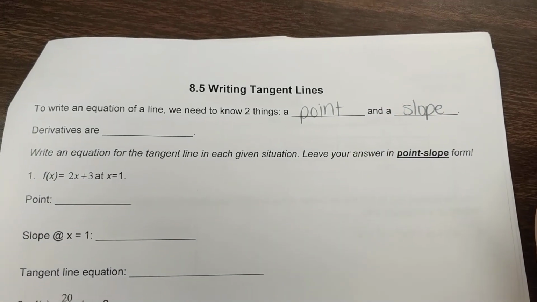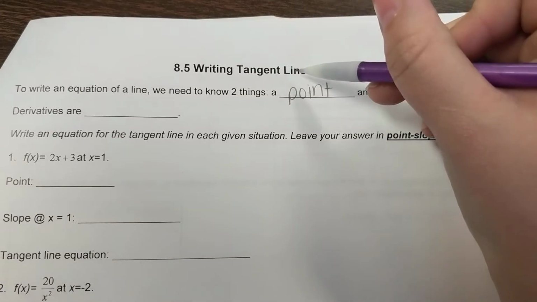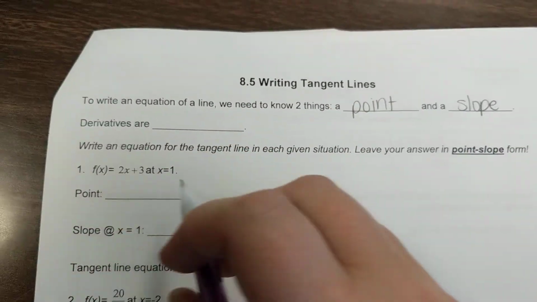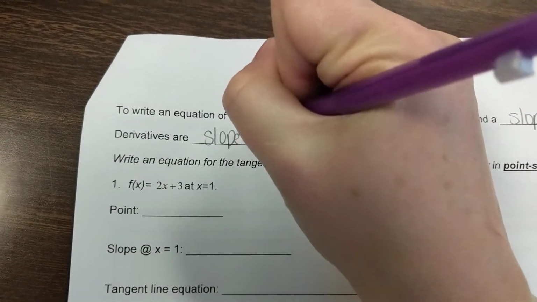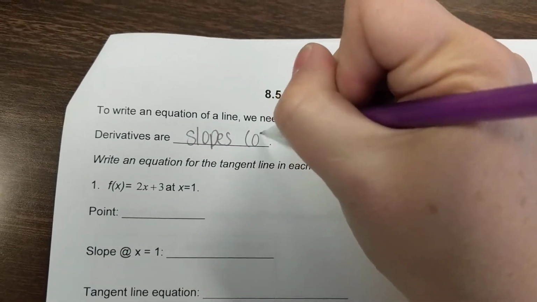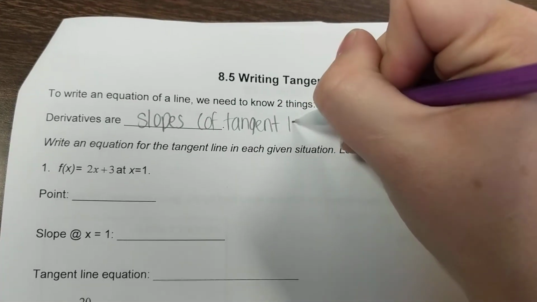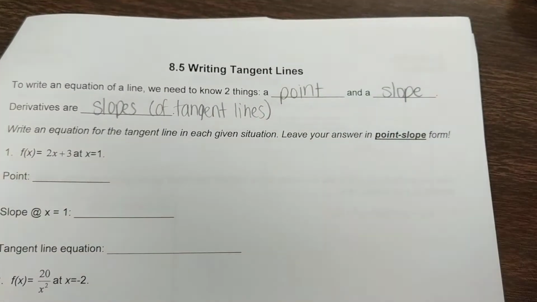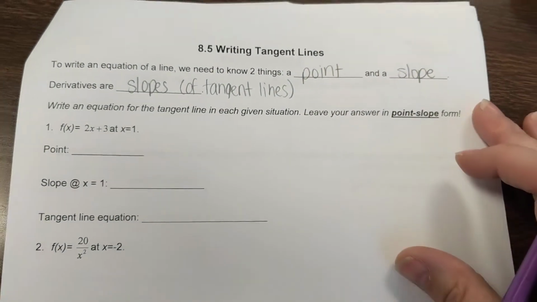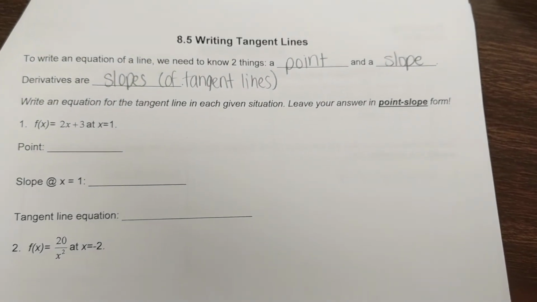And so just the last day or two, we have been talking about how do we find the slope of a tangent line. And so when we talk about that word derivative, derivatives are just slopes, and they happen to be the slopes of tangent lines, which is win-win for us in this lesson when we want to know slopes of tangent lines and points on tangent lines. So here it says we're going to write an equation for the tangent line in each given situation.